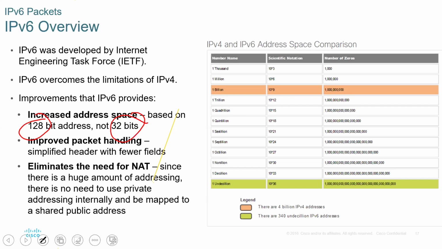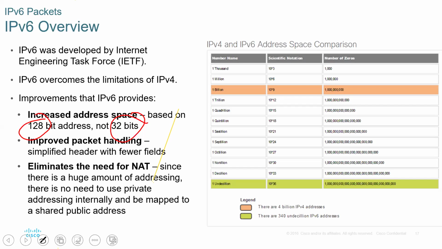So, for instance, if we're saying that IP version 4 is 32 bits, we're talking about billions of IP addresses. But when we are talking about 128 bits, we are talking about what we call undecillion IP addresses. I don't even know how to count that. Okay, but it's just to tell you that there's more than enough.